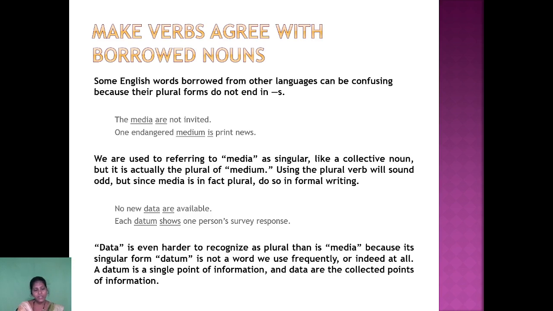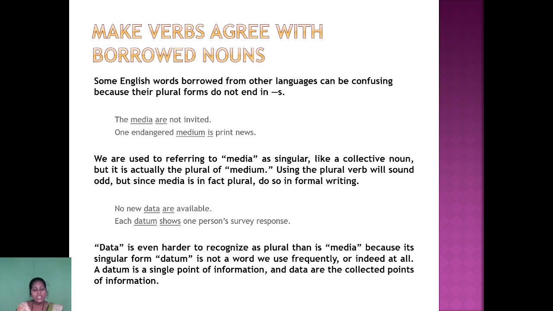So what is the difference? Data is a collection of information, and it's the plural form of datum. It's not a usual word, and we don't frequently use it. So no new data are available means data is in a plural form. That's why we use the plural form of the verb: "No new data are available."